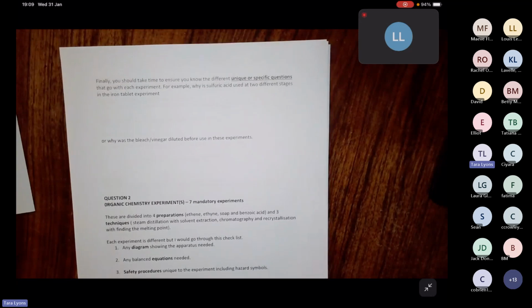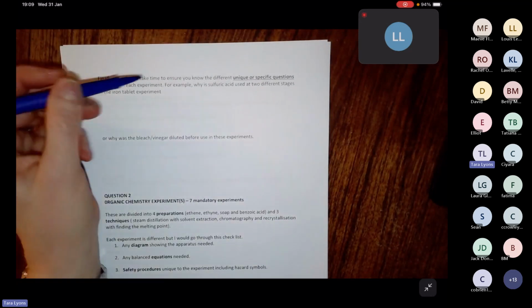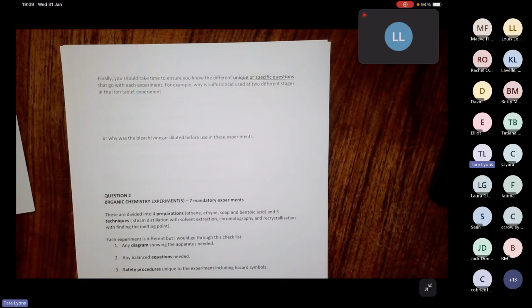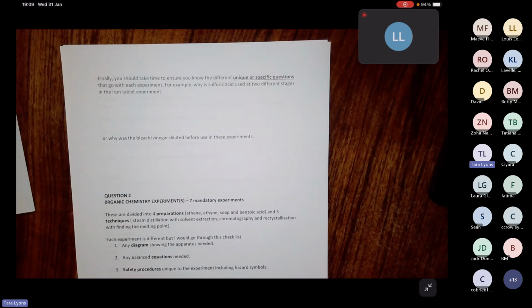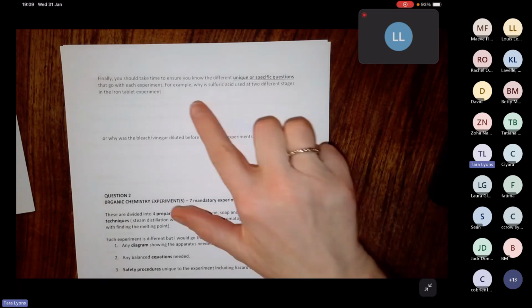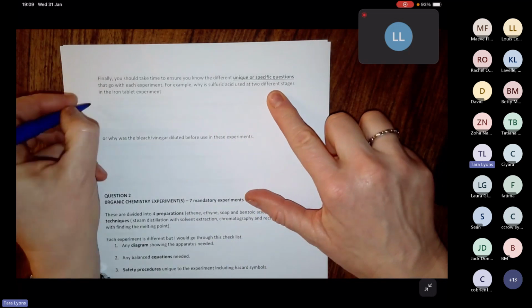I'm still on question 1 here on the next page. You need to take time to ensure that you know the different unique or specific questions that go with each experiment. So while, as I said, with the calculations, there's quite a bit in common, while the use of the equipment is common from one experiment in question 1 to another, there are always going to be specific questions that are unique to each experiment. So, for example, if you get an iron tablet or an ammonium iron 2 sulfate, they'll ask you, why was sulfuric acid used at 2 different stages in the iron tablet experiment?